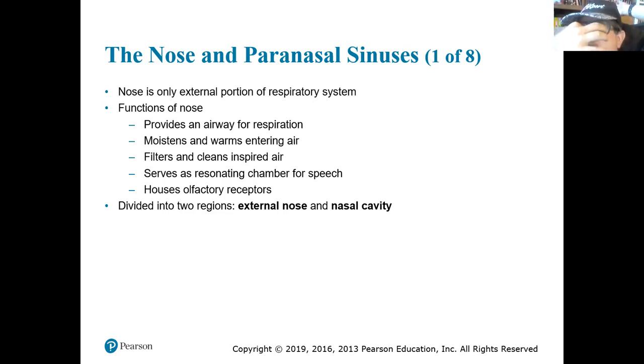We already talked about that. Olfactory receptors, we already talked about that. So it's divided into two parts: the external nose, that's the part I can grab here, and the nasal cavity, what's up inside behind that.